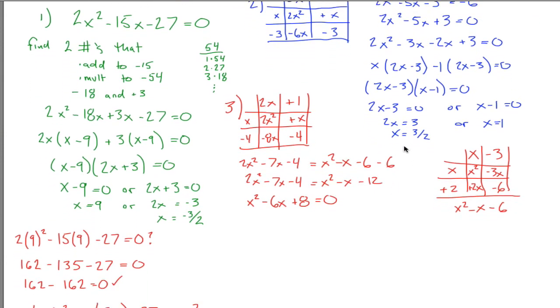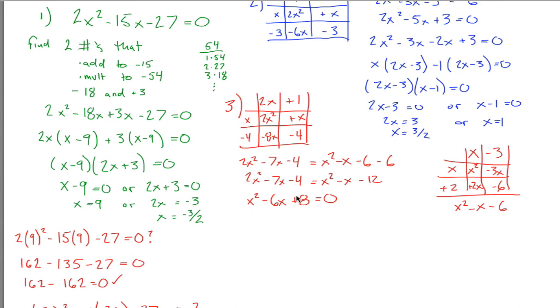So what I've managed to do is write the original problem as this equation right here. And to solve this equation, I just need to find two numbers that multiply to positive 8 and add to negative 6. Those numbers are negative 4 and negative 2. So what I get is that either x minus 4 equals 0 or x minus 2 equals 0. And so I get either x equals 4 or x equals 2.